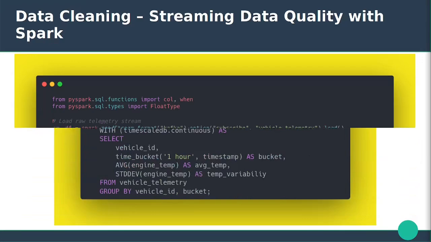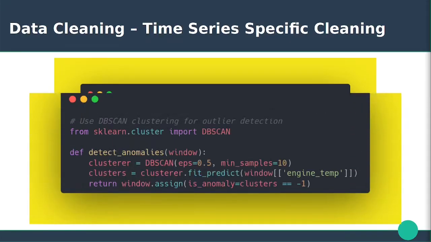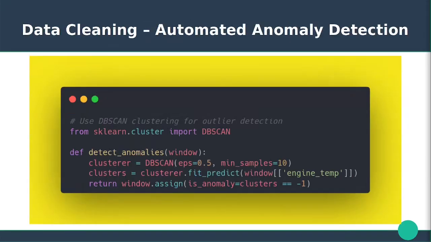The second data cleaning task is the time series specific cleaning. Here we're using a materialized view from TimescaleDB, which, remember, is our Postgres installation with the timescale extension enabled for time series data. The next data cleaning task is our automated anomaly detection, and we basically have a DBSCAN clustering to find and detect outliers that could indicate anomalies.